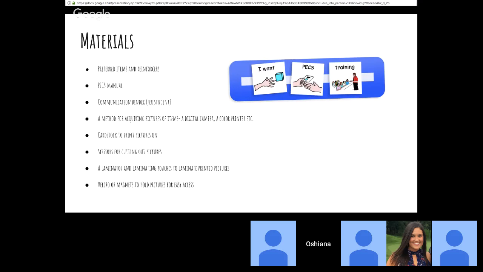These are the materials that are recommended to have to utilize PECs effectively, including the pictures, ways to hold the pictures, ways to stick the pictures onto the book, things like that.